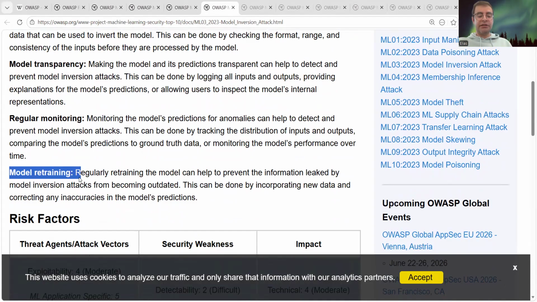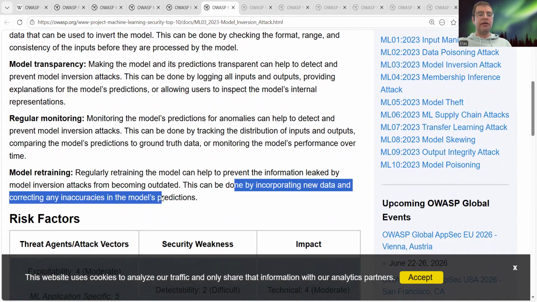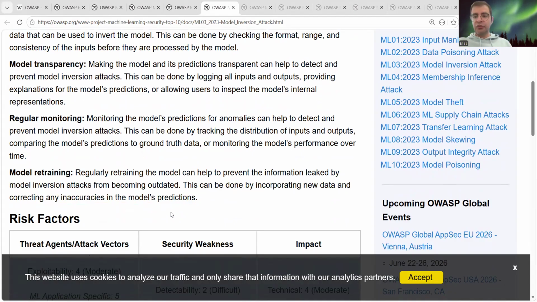And model retraining. We have to retrain the model every couple of months or maybe sooner or later. This can be done again by incorporating new data and correcting any inaccuracy. So if you realize that there is some information that is leaking, you have to retrain your model to make sure that that information is not leaked.